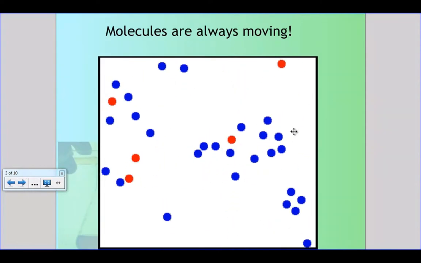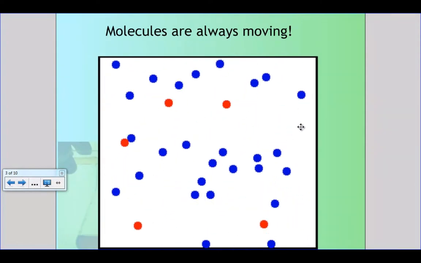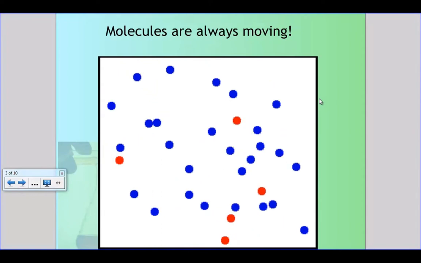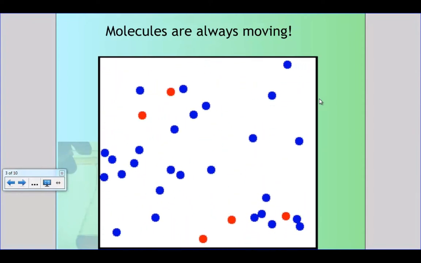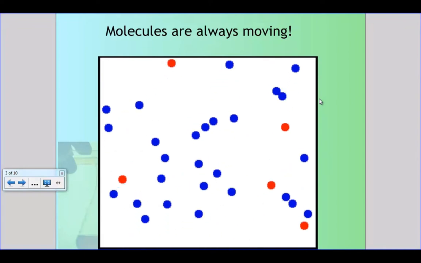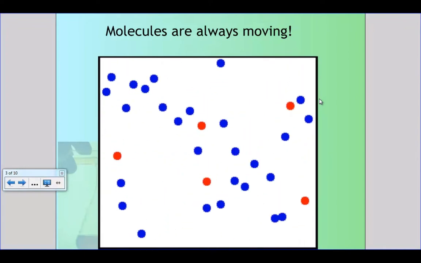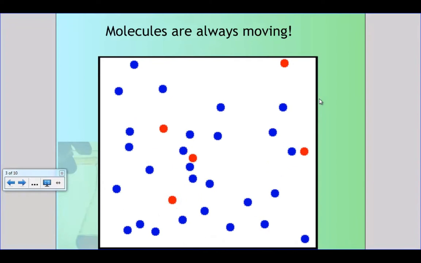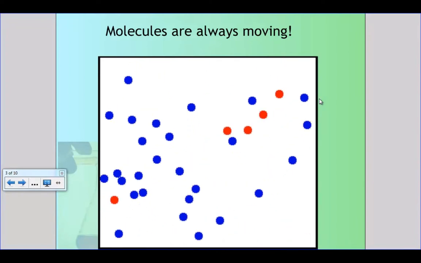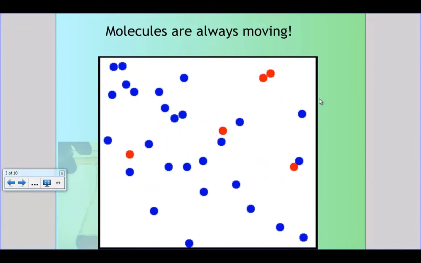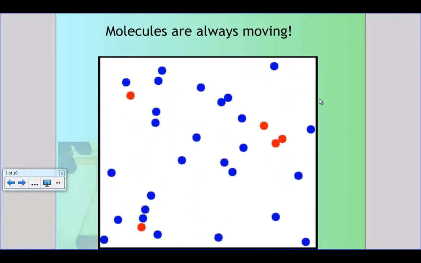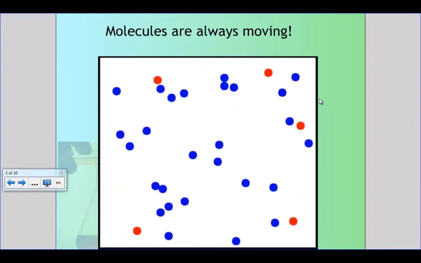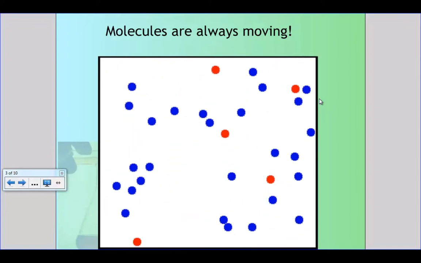So here's just a little snapshot of what molecules look like if they're moving around constantly. They move at their own little pace, and depending on if they're a solid, liquid, or a gas, they'll move at different levels. This one would probably demonstrate a gas because they're moving pretty rapidly, and they're not having too many collisions with one another. It's probably the steam going into the gas phase.